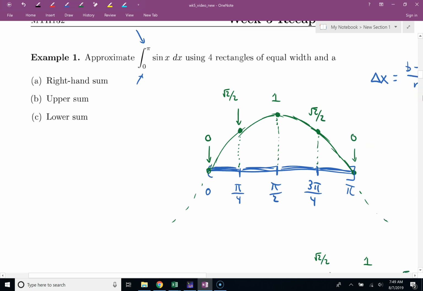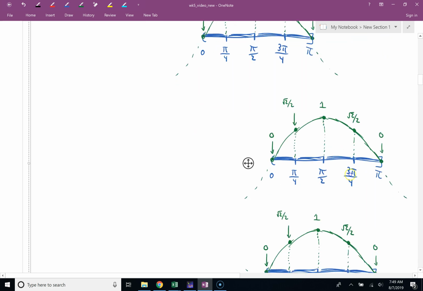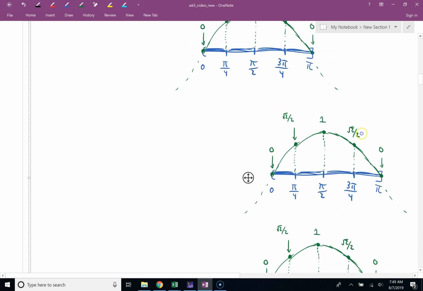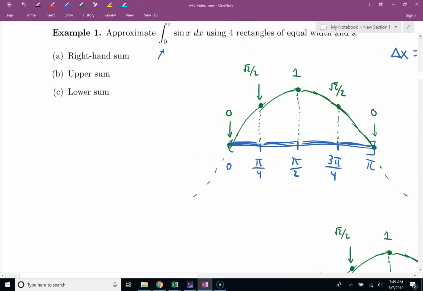So now we're going to use this picture for all three parts, A, B, and C. I went ahead and copied and pasted it a couple times so we have a few more copies to visualize what the right-hand sum is, what the upper sum, what the lower sum, all these sorts of things. So for the right-hand sum, let's go ahead and calculate this.